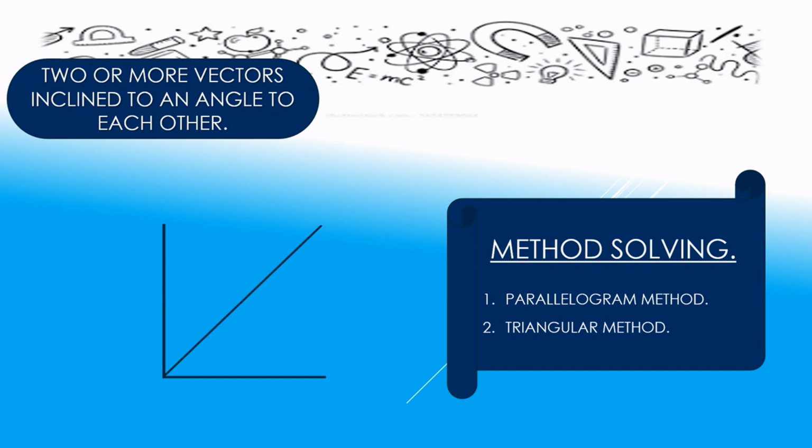The third form has two or more vectors inclined to an angle to each other. It is the most complicated type of vector. But how do we solve it? We use two methods, the parallelogram method and triangular method. We would start with the parallelogram method.